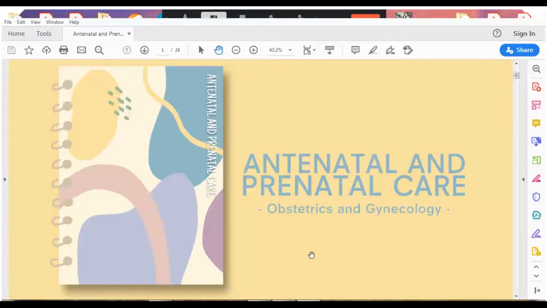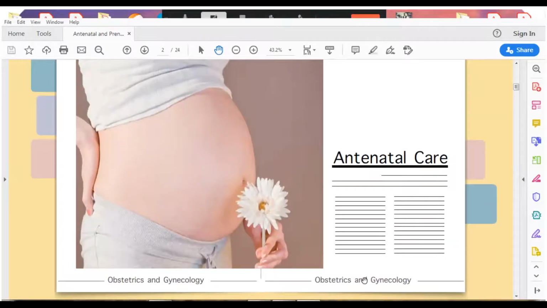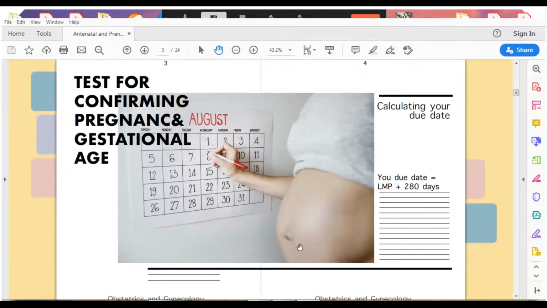So today I'm going to be talking about antenatal and prenatal care. Let's start with antenatal. What tests should we be doing to confirm pregnancy and calculate the gestational age? So let's start with calculating the gestational age.